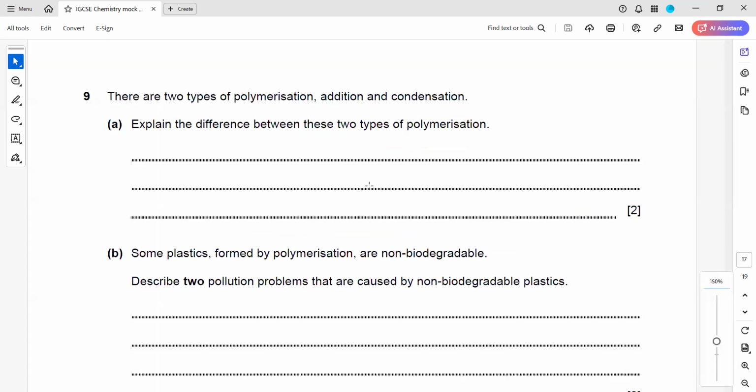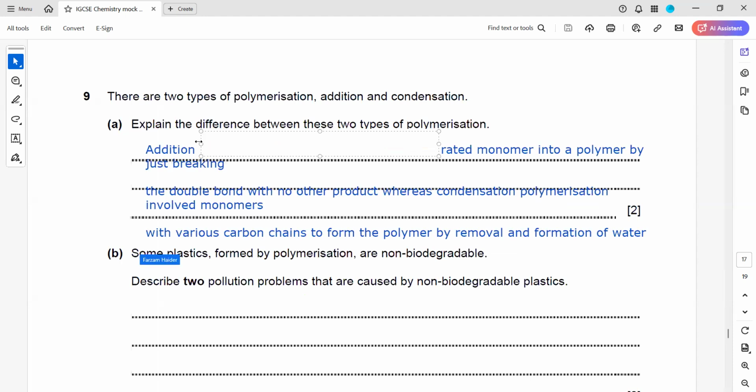The next is question 9. There are two types of polymerization, addition and condensation. Explain the difference between these two types of polymerization. Addition polymerization forms from one type of unsaturated monomer with a double bond and no other product, whereas condensation polymer involves monomers with various functional groups to form a polymer with the removal of a water molecule. That's right. So try to learn the standard definition for addition and condensation polymerization.